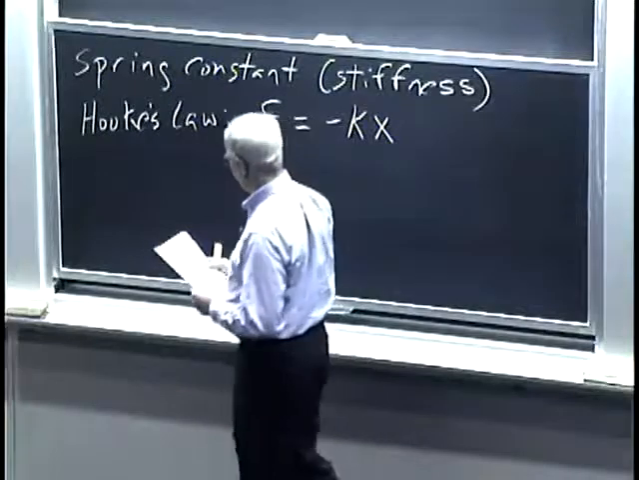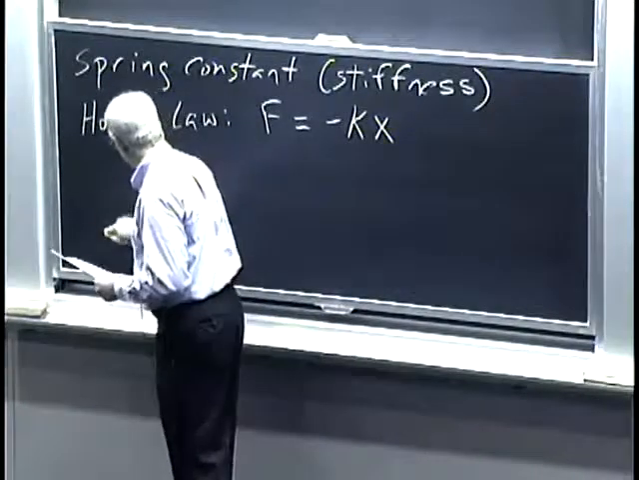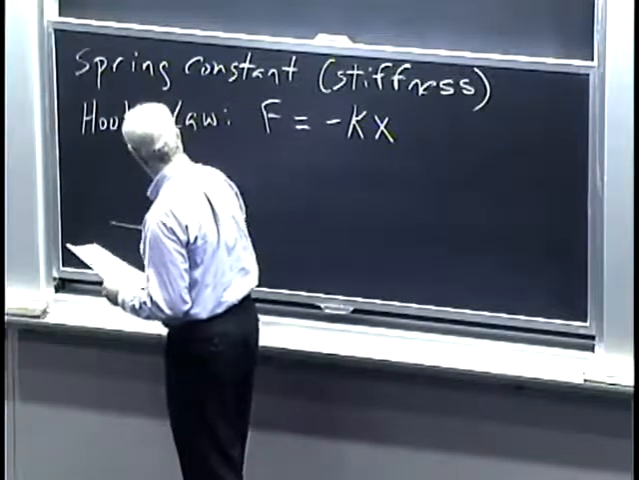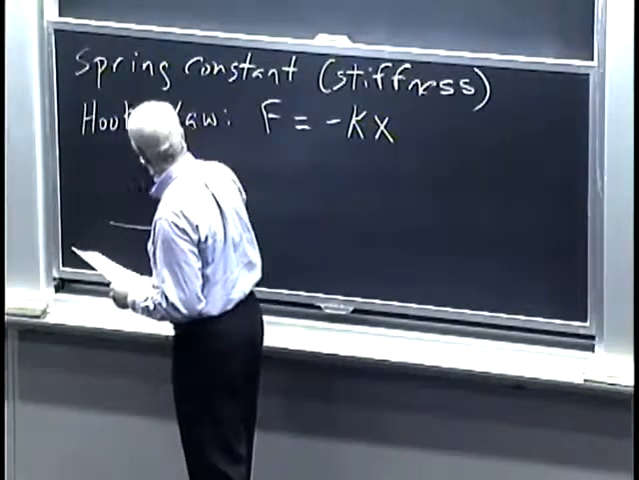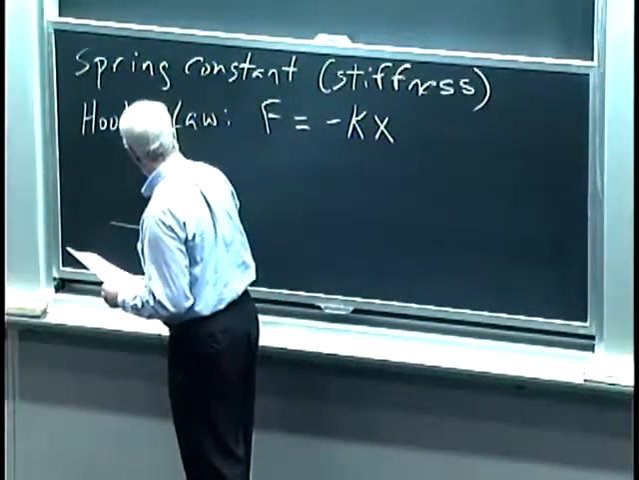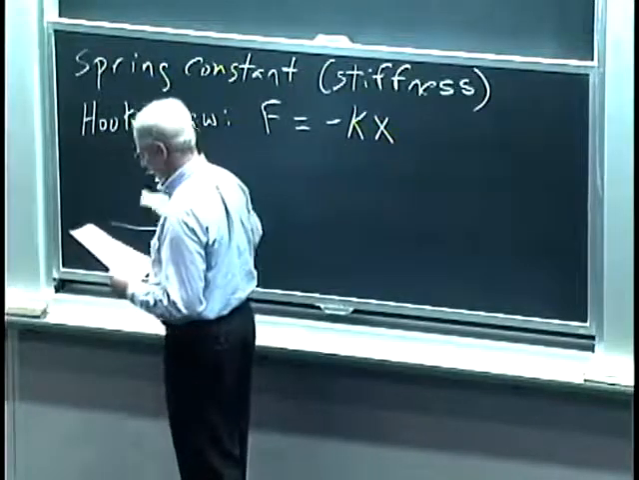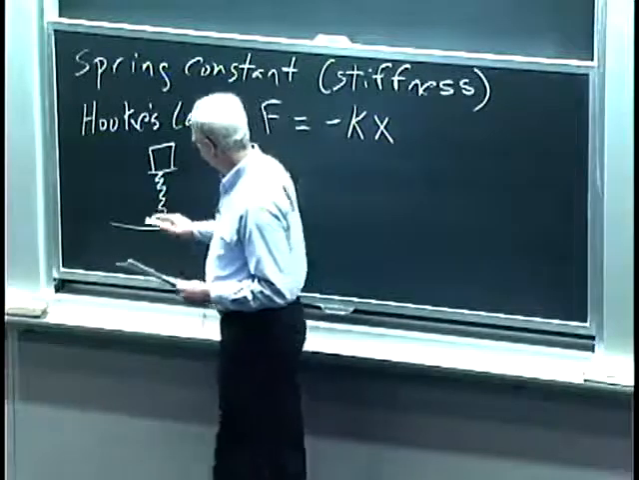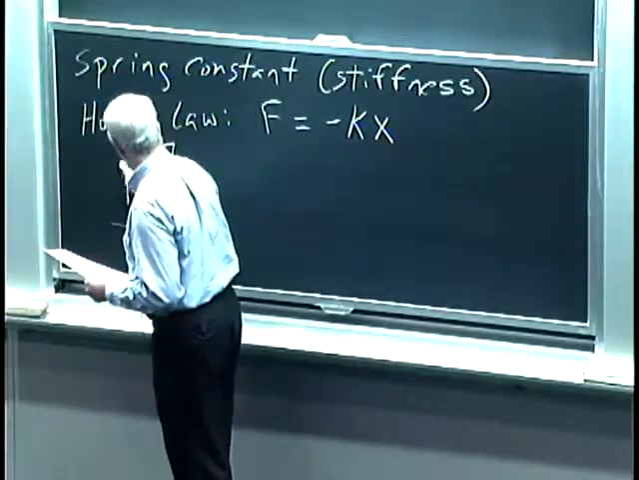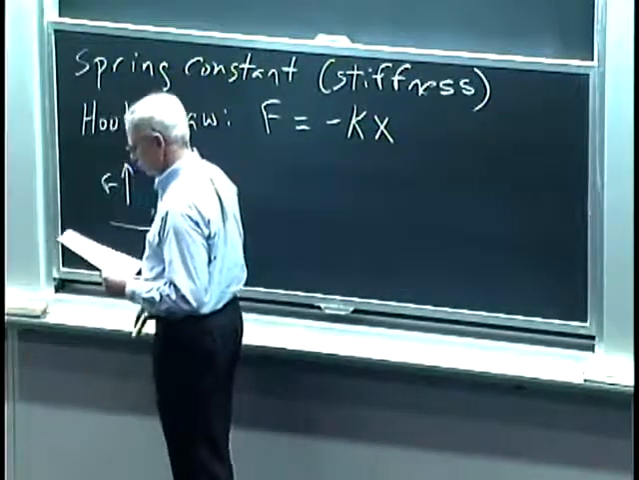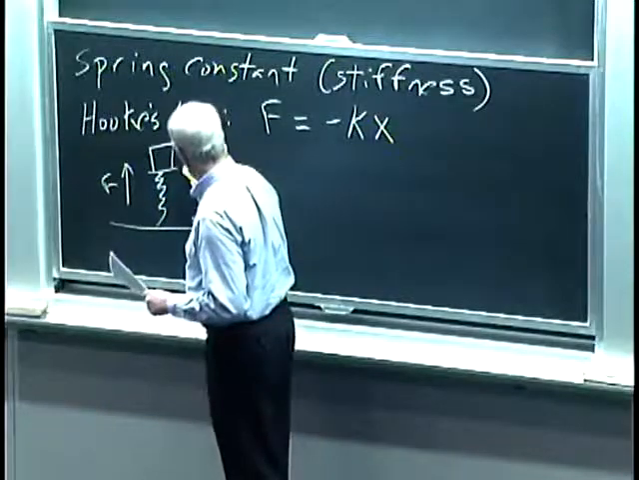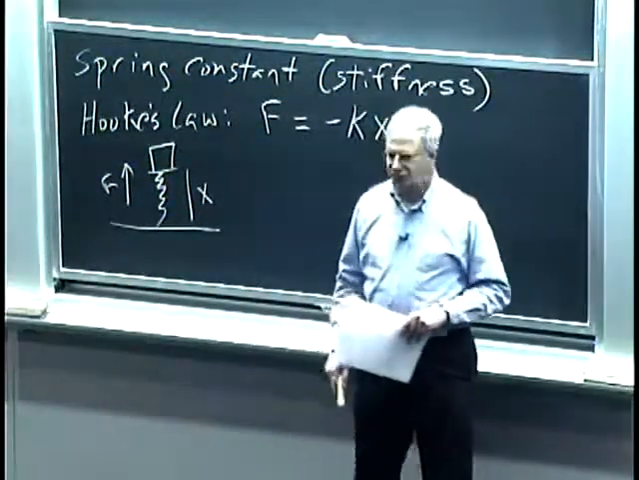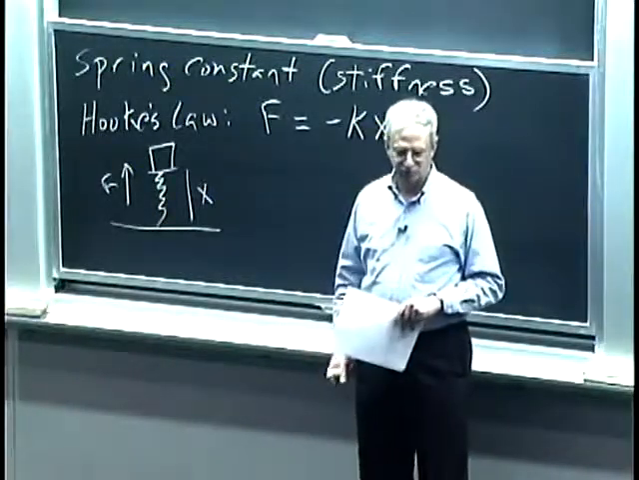So, for example, we could look at it this way. We've got a spring, excuse my art here. And we put some weight on the spring, which is therefore compressed a little bit. And the spring is exerting some upward force. And the amount of force it's exerting is proportional to the distance x.